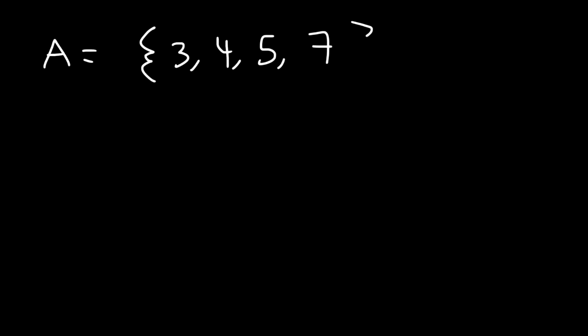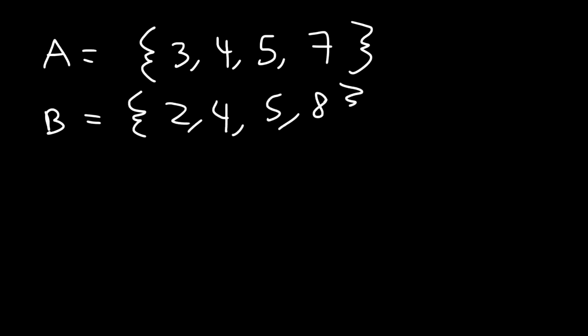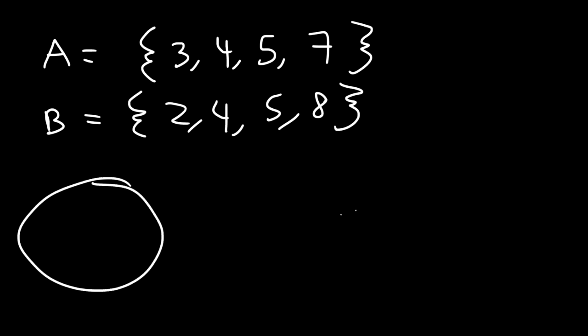Let's say set A contains the numbers 3, 4, 5, and 7, and set B contains the numbers 2, 4, 5, and 8. How can you determine the intersection of A and B and the union of A and B and represent the results using a Venn diagram? So circle A and circle B in their separated form.